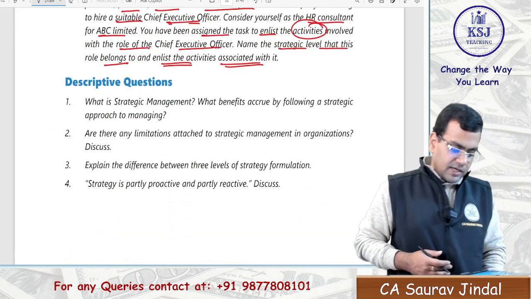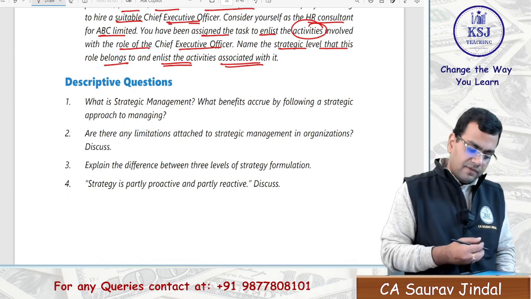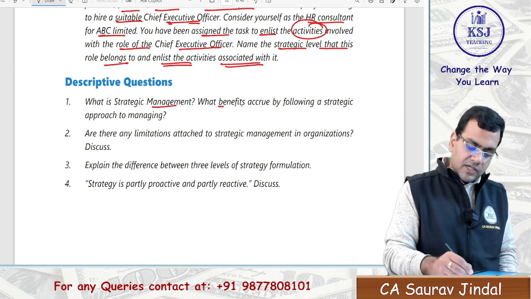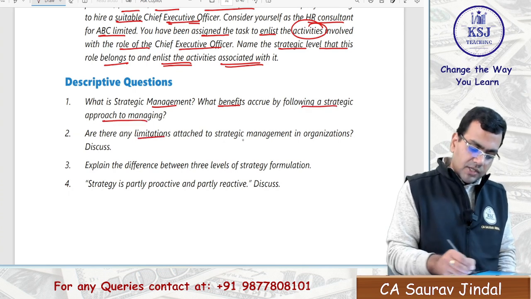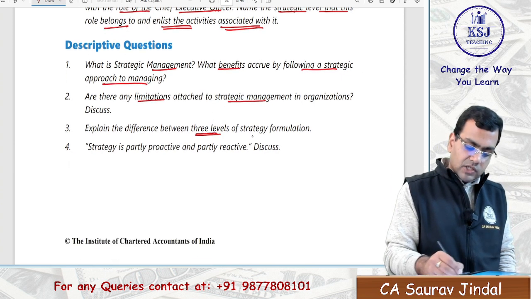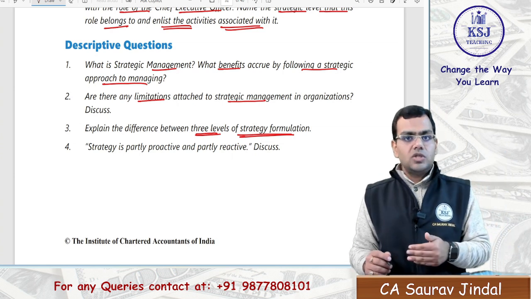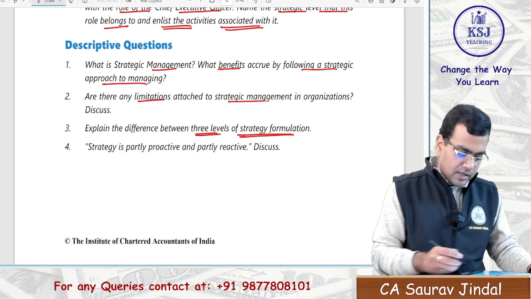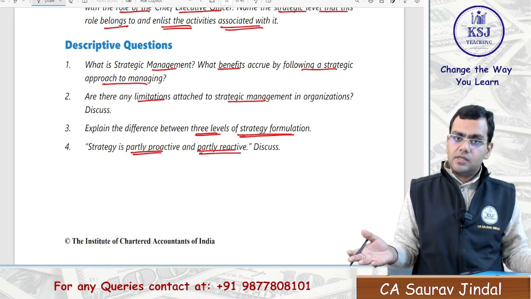So after that, descriptive questions are very simple. Descriptive questions are from the part which we have studied. What is strategic management? What benefits accrue by following strategic management? Already done. Are there any limitations attached to strategic management? Discuss. Explain the difference between three levels of strategy formulation. That is corporate level, business level, and the functional level. You have to explain the three levels. Strategy is partly proactive and partly reactive. Discuss. This we have already discussed.